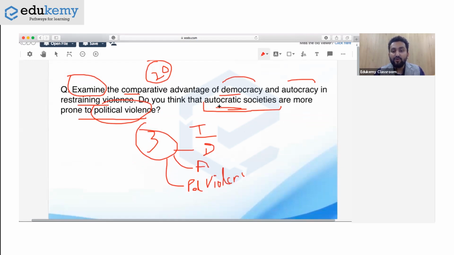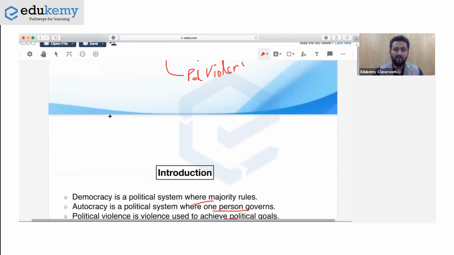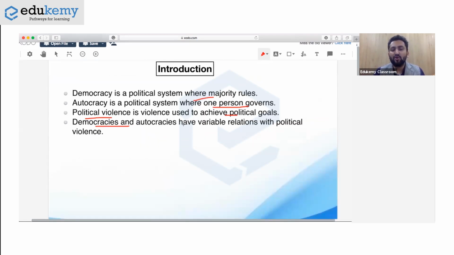Now, what is the other demand? The demand is, do you think autocratic societies are more prone to political violence? When it says autocratic societies are more prone, more means comparison. Comparison with whom? Democracy, na? Use one line. One line means democracy and autocracies have variable relations with political violence. There is variation. Let's understand each factor one step at a time. It is quite simple.